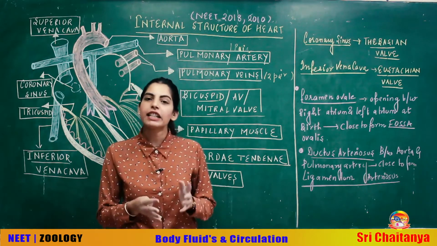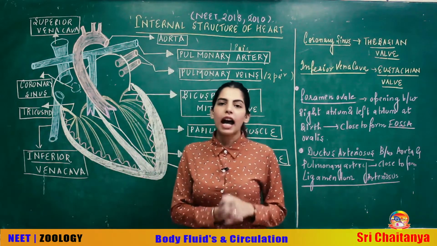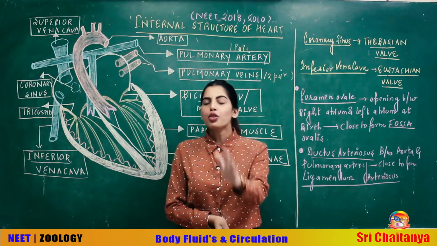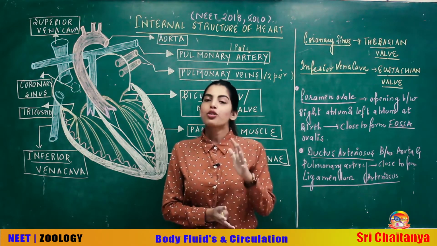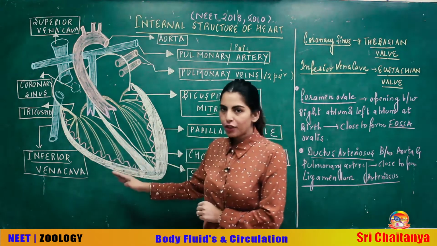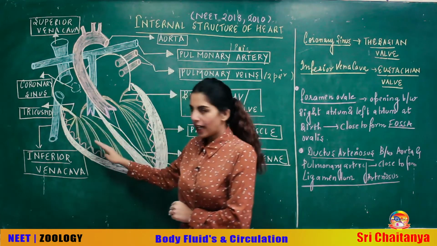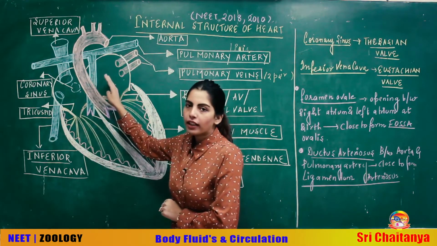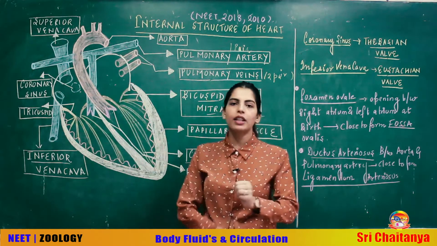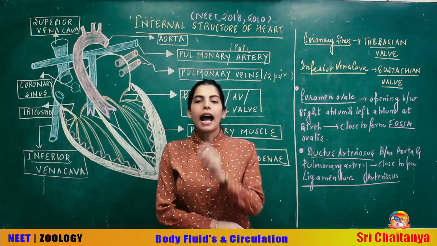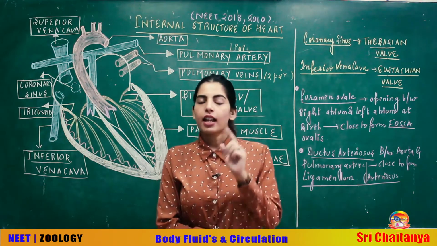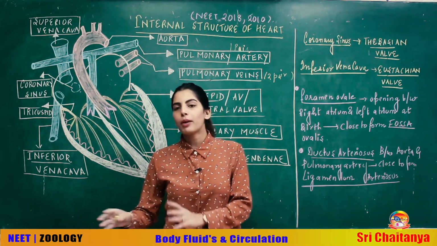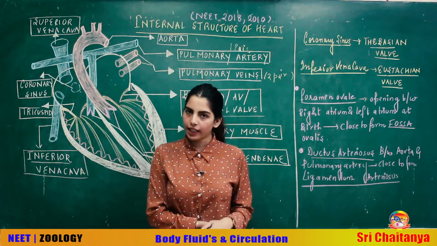Now looking at the internal structure of the heart, we know that the human heart is 4-chambered. It has 2 atria and 2 ventricles. On the right side you can see the right atrium and right ventricle having the deoxygenated blood, and on the left side you have the left atrium and left ventricle having the oxygenated blood. I have shown the blood vessels having deoxygenated blood in blue color, and all the blood vessels having oxygenated blood in red color.